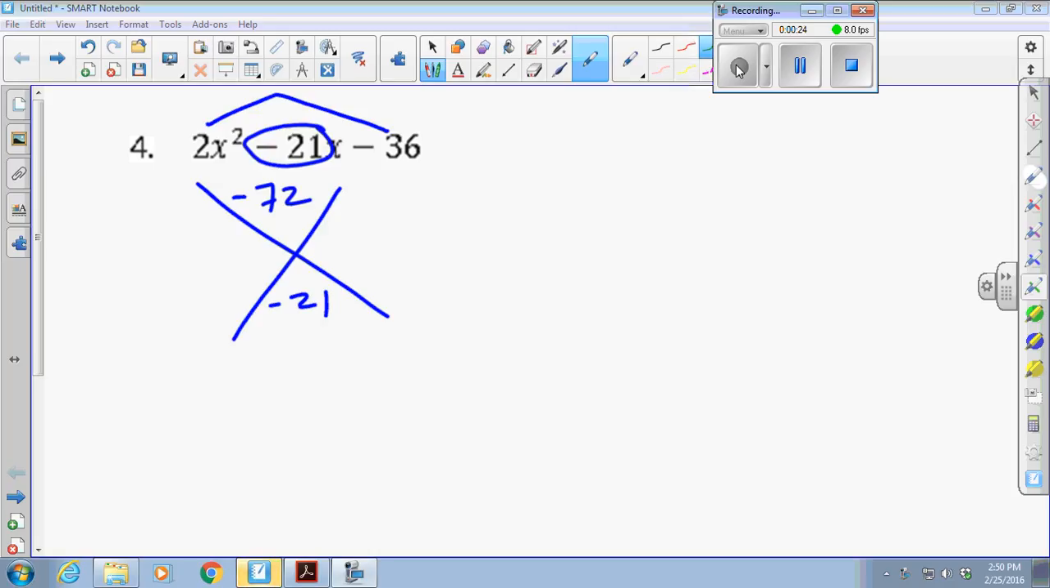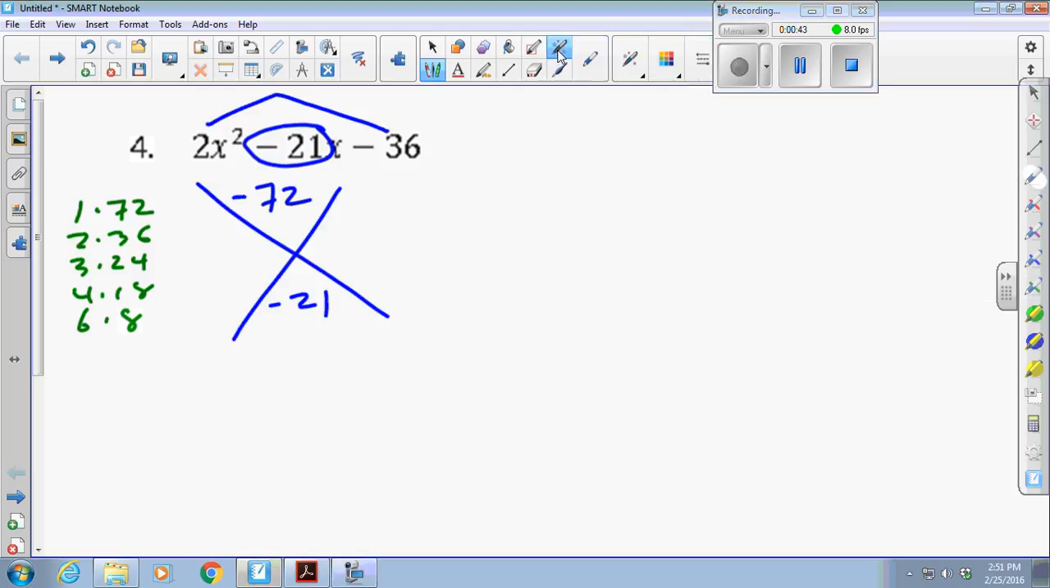So I need to create factors. 72 is 1 times 72, 2 times 36, 3 times 24, 4 times 18, 5 no, 6 times 8, and they've converged. 7 doesn't work. So notice that because this right here is negative, one of these has to be negative, one of them has to be positive. The larger of the two numbers has to be negative in order to get a sum of negative 24. So it looks like right there, we're going to end up with 3 and 24.